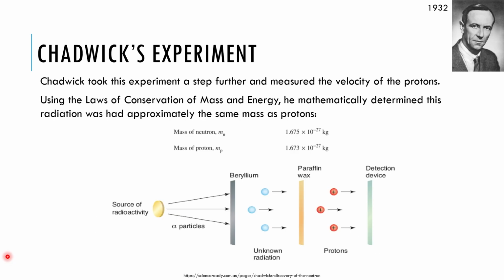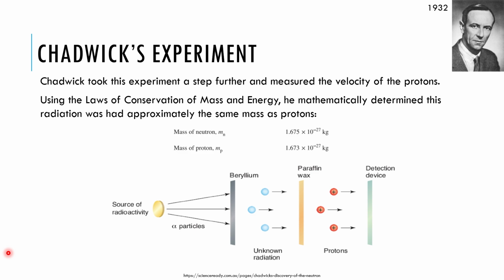So in comes Chadwick in the same year. He looked at this experiment and tried to take another step further to figure out what the particles were. To do this, he measured the velocity of the protons. And by employing some math that focused on the laws of conservation of mass and energy, he was able to work backwards from the transfer of momentum from the protons to figure out the mass of this radiation itself. And he figured out that they had pretty much the same mass as a proton, although, as we've noted before, they weren't exactly the same.